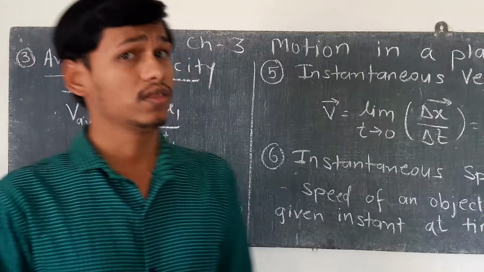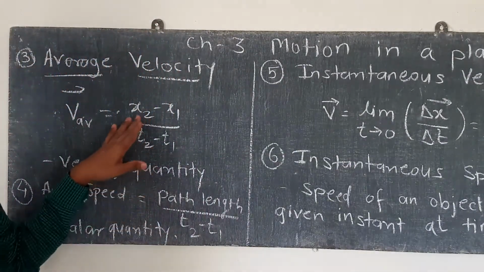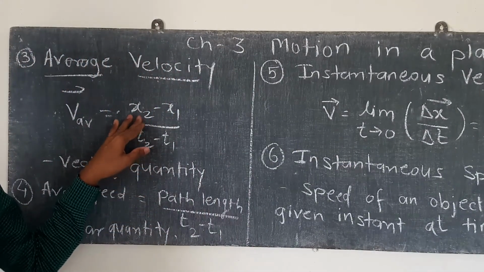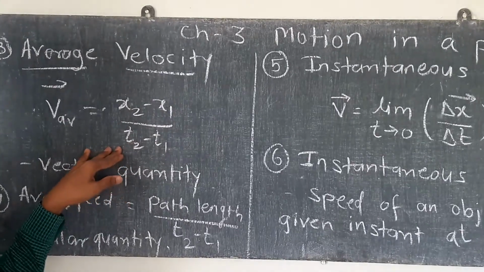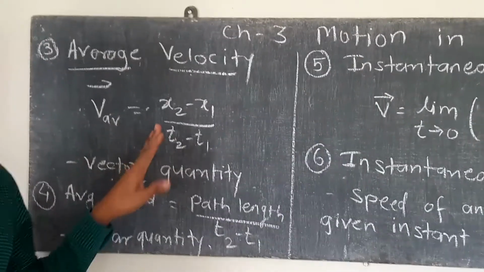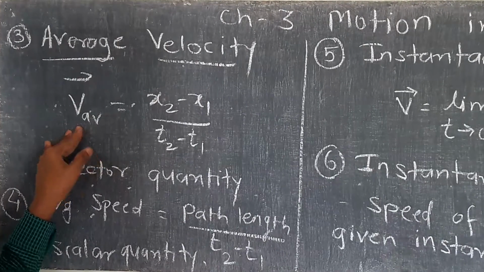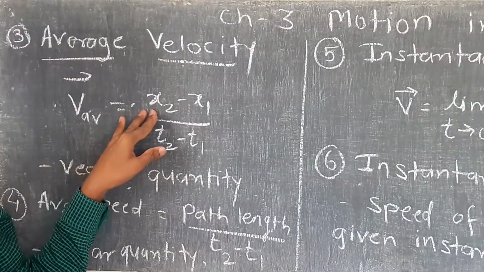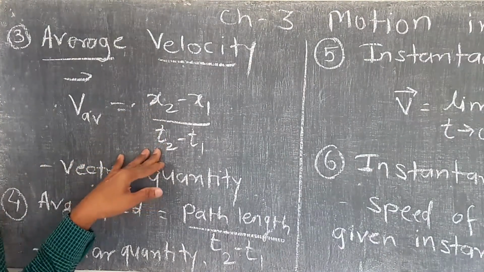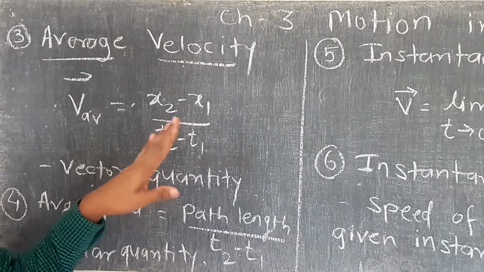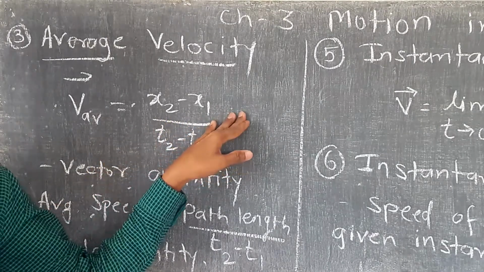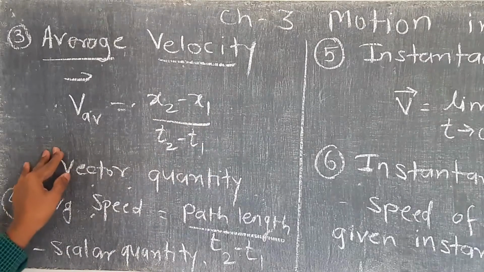Now third term is average velocity. Suppose an object is displaced from x1 to x2 in time interval of t2 minus t1, then its average velocity can be calculated by displacement x2 minus x1 upon time interval t2 minus t1. Again, just like displacement is a vector quantity, velocity is also a vector quantity.